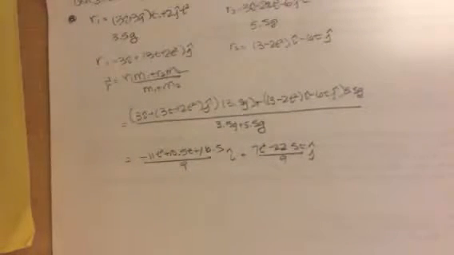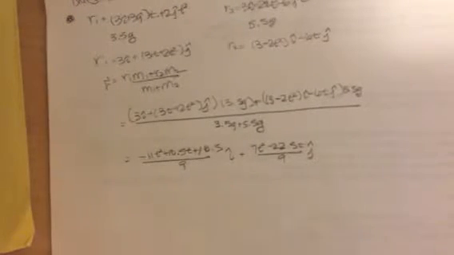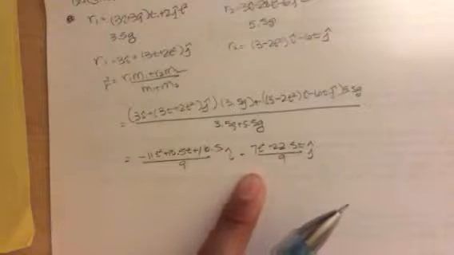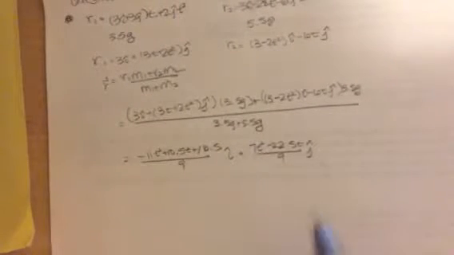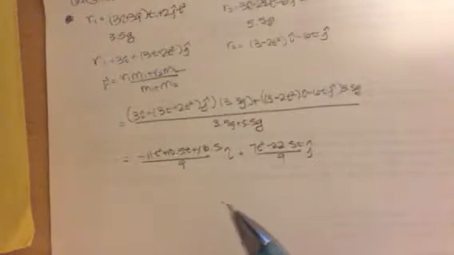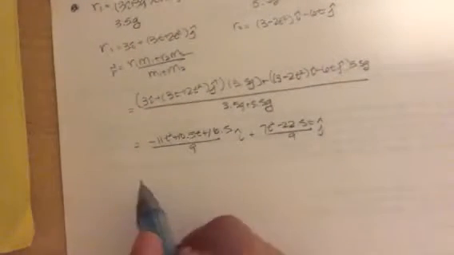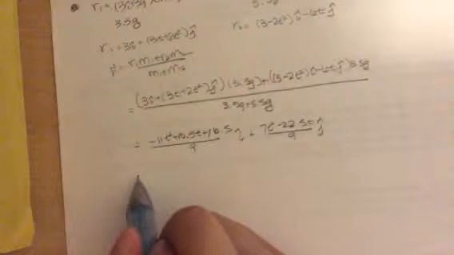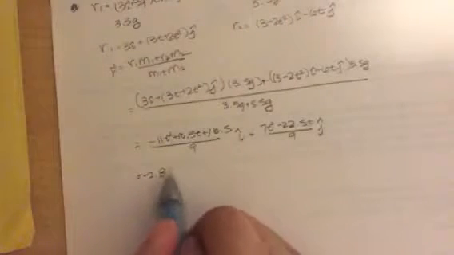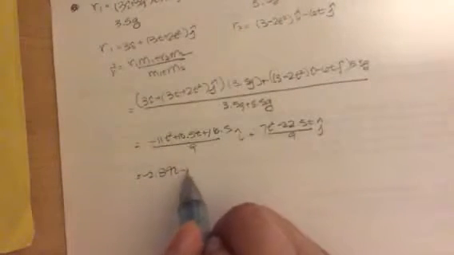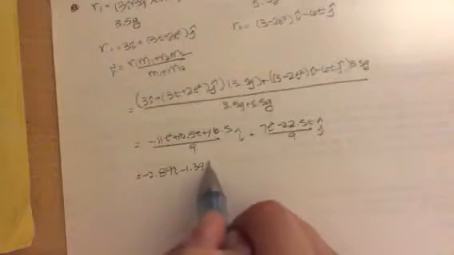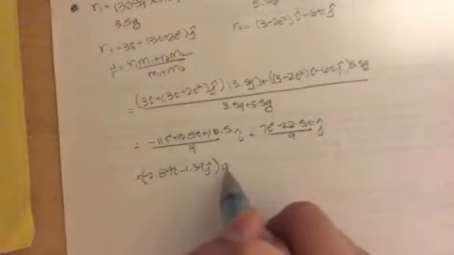Now the question asks for the vector position of the center of mass, which is this, but at time equal to 2.5 seconds. So instead of t, we're going to substitute 2.5 seconds, and that should give you approximately negative 2.89i minus 1.39j, and the unit is centimeters.